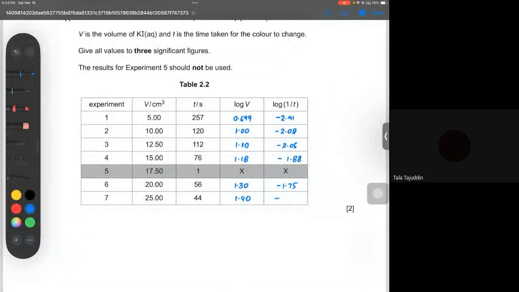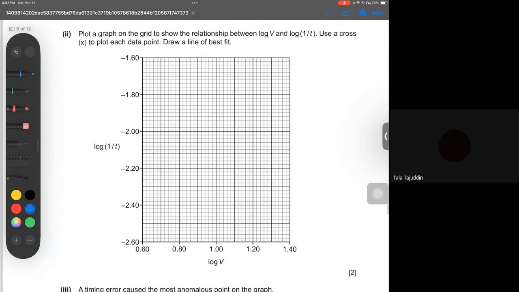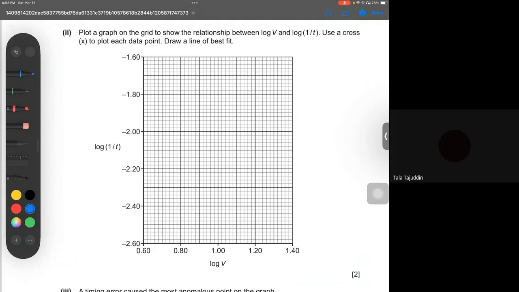Negative 1.64. Okay, so now you are supposed to draw all the points. One thing that is recommended is that you're not supposed to put dots. This is the wrong method. Rather, you are supposed to use crosses. It's more accurate. Cross is more accurate.